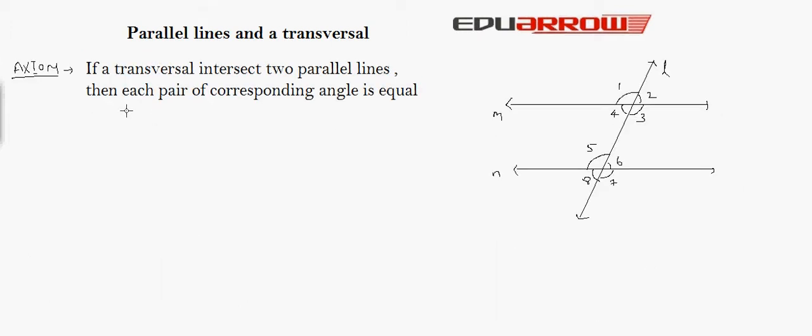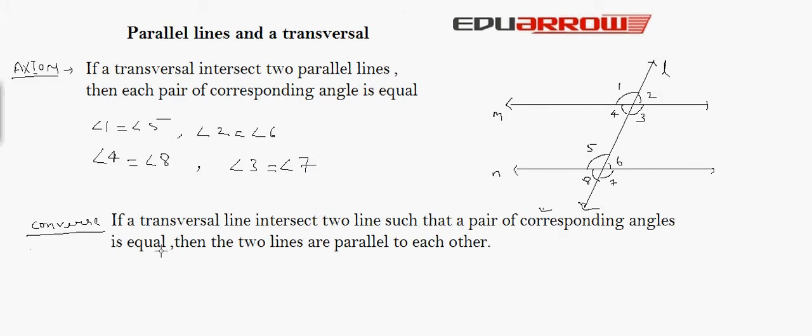Now we have an axiom here. If a transversal intersects two parallel lines, then each pair of corresponding angles is equal. Therefore, here angle 1 is equal to angle 5, angle 2 is equal to angle 6, angle 4 is equal to angle 8, and angle 3 is equal to angle 7.